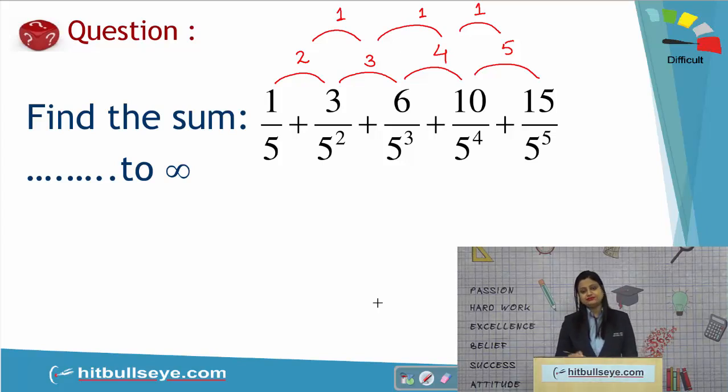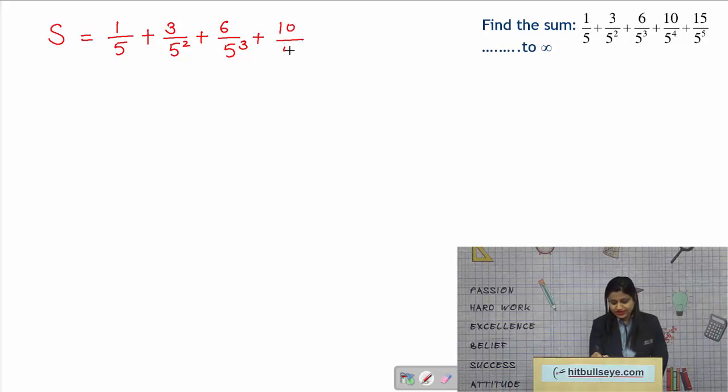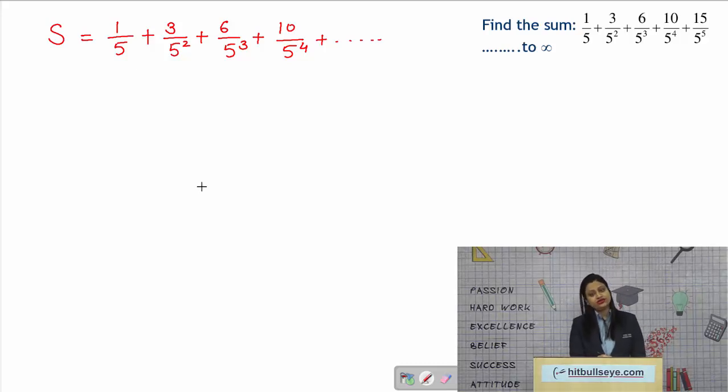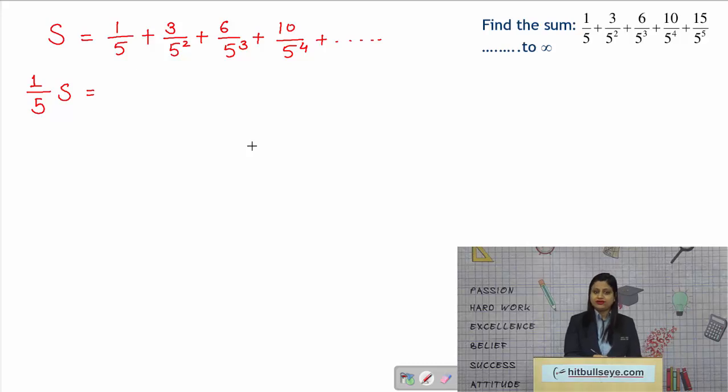We'll apply the same technique. Let S is equal to 1 by 5 plus 3 by 5 square plus 6 by 5 cube plus 10 by 5 raised to power 4 and so on up to infinity. What is the common ratio here? The common ratio is 1 by 5. So I'm going to multiply the whole series with the common ratio. So the first term will become 1 by 5 square. Again, leave the first place.